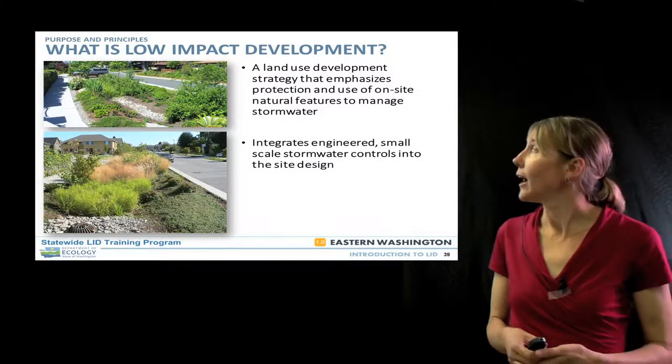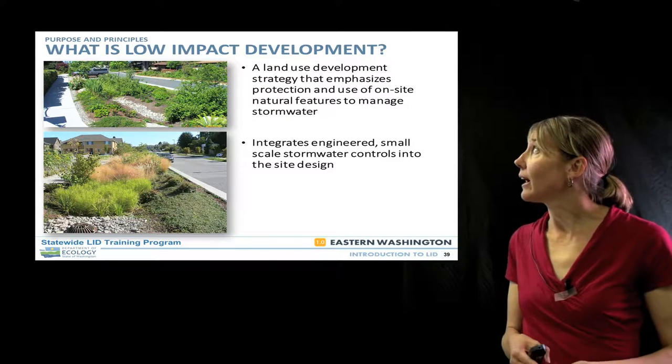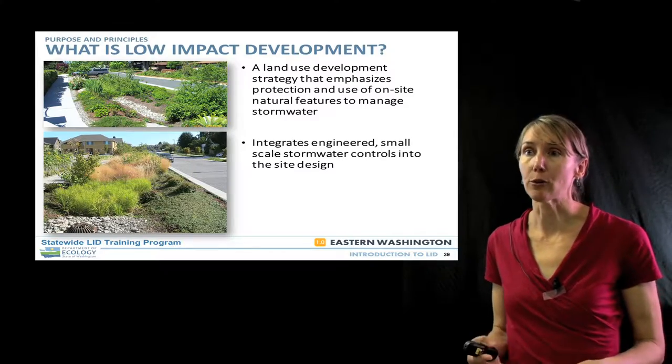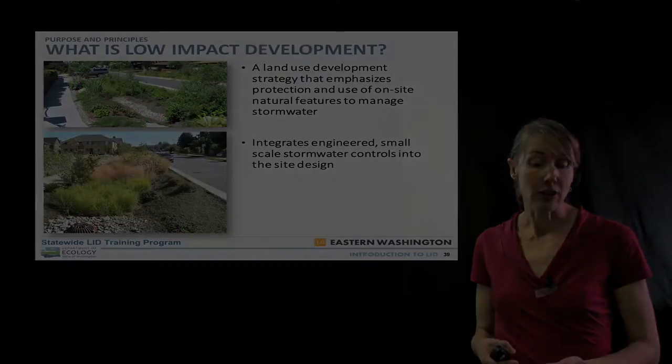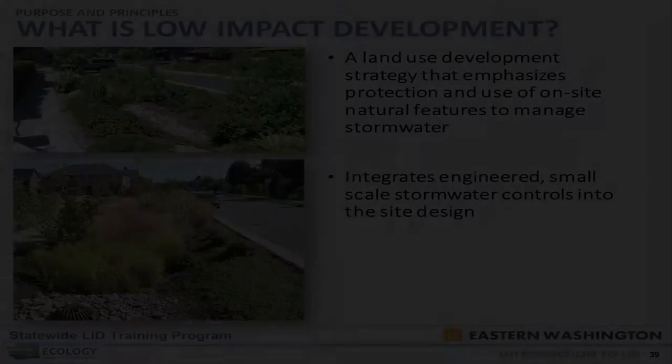A little wordier: a land use development strategy that emphasizes protection and use of on-site natural features to manage stormwater. And it integrates engineered small-scale stormwater controls into the site design. A key component is getting all the right folks to the table and part of the project as soon as possible. So it's not just bringing in operations and maintenance folks once you've got your site design and the development is in the ground, but having all of those people around the table to be an integral part in the site design process.